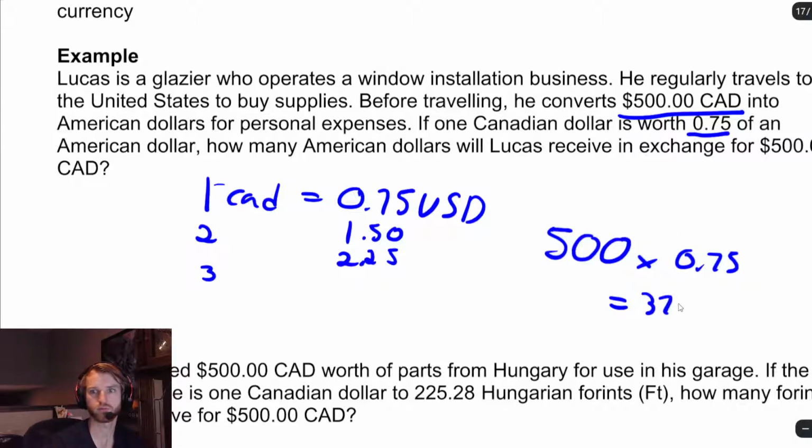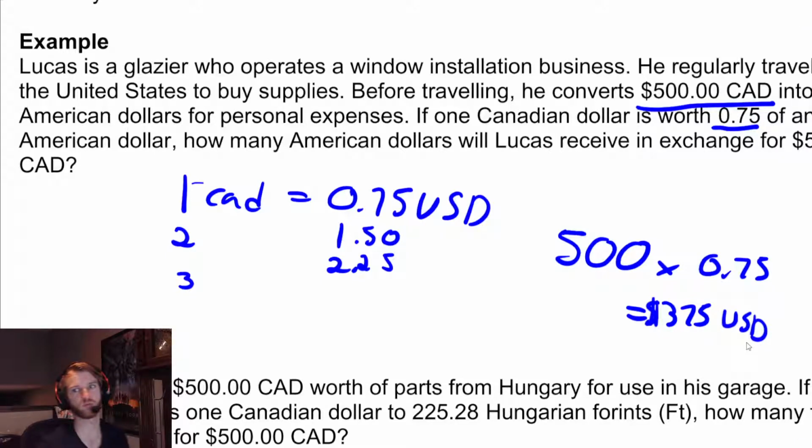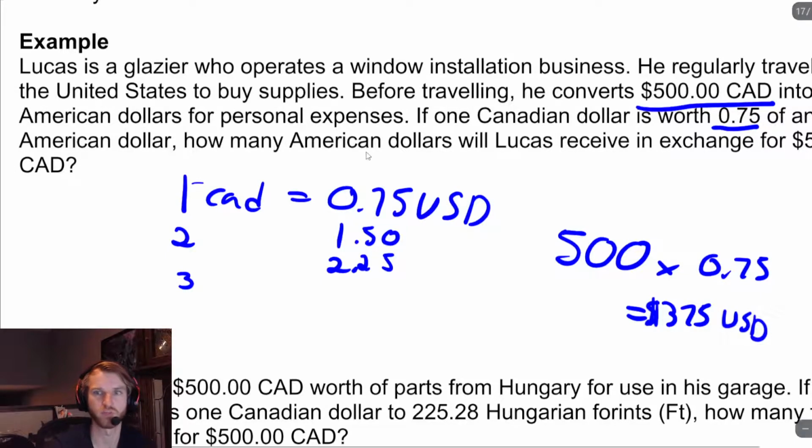So that ends up being $375. Check my math on that. So 500 Canadian dollars times 0.75 gives us $375, and this is, remember, US dollars that we now have. So he goes to the States, and that's how much money he has of American currency to spend.